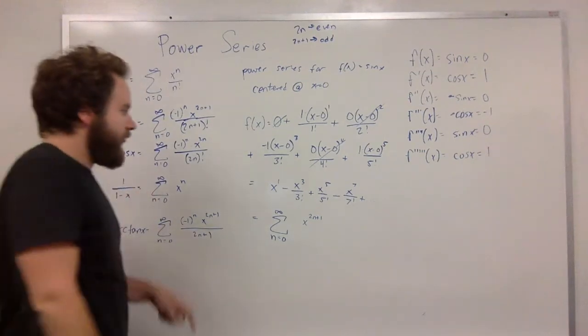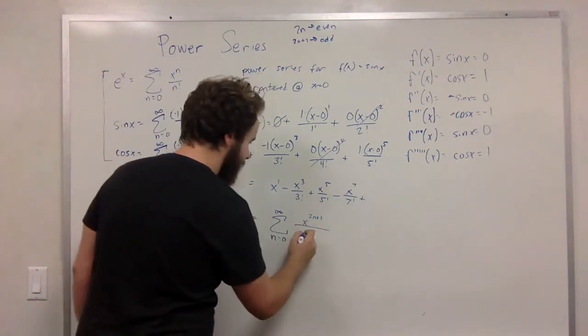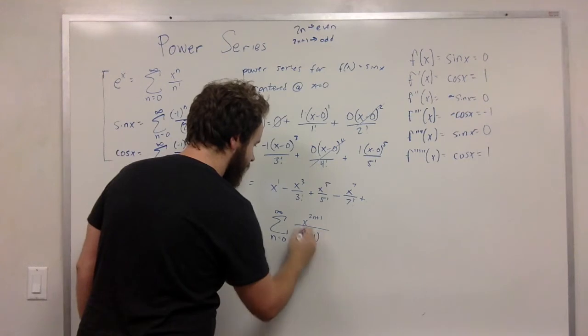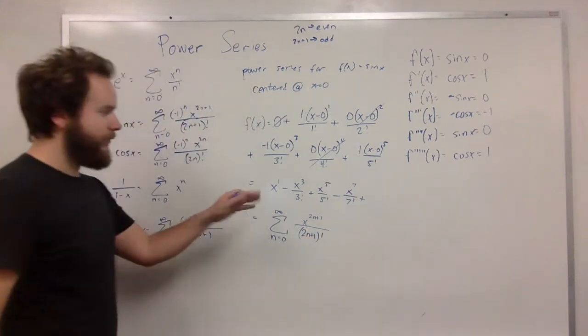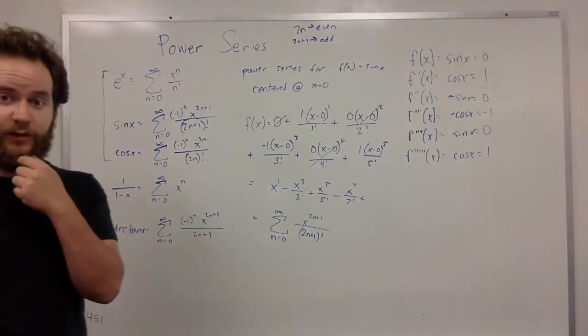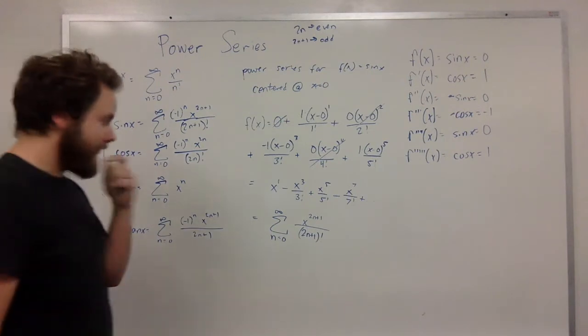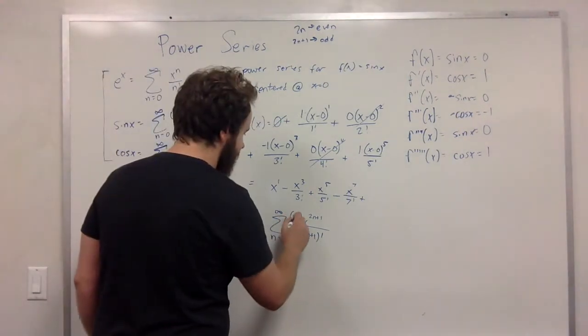So x to the 2n, right? And we also notice odd factorials, so we're going to have a 2n plus 1 factorial. What other pattern am I recognizing here that is also part of my series? The sign. Yeah, the sign is changing. It's alternating. So we're going to put a negative 1 to the n.